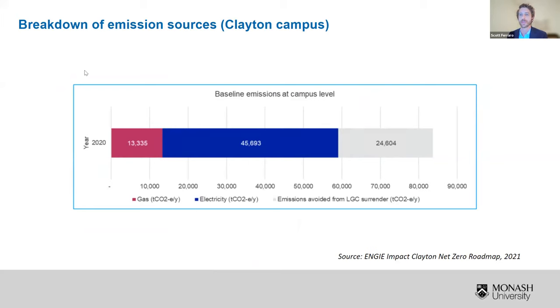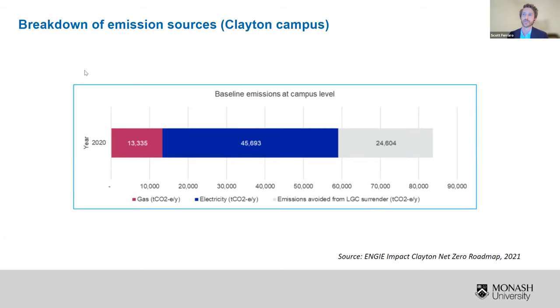Pre-COVID, about 50,000 people a day would attend this campus to work, to study, to live and enjoy themselves. And it equated to about the fifth largest city in Victoria in Australia. So it's a big operation.